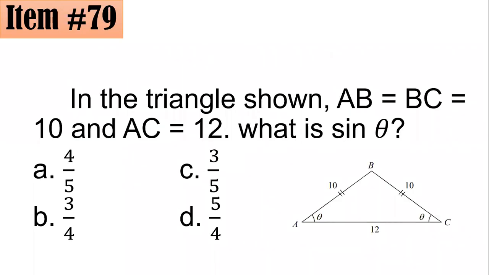79. In the triangle shown, AB equals BC equals 10 and AC equals 12. What is sine theta? Did you go for 4/5, 3/4, 3/5, or 5/4? What did you do? Some said A. Is it A? We'll see if you are correct. So for this one, you could see there seems to be no right triangle, right? You won't see a right triangle. But remember, we are free to draw some auxiliary segments to facilitate the finding of sine theta.